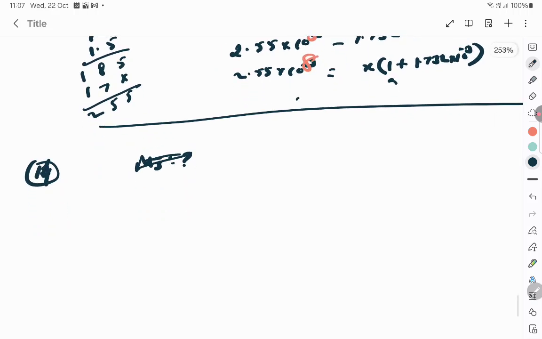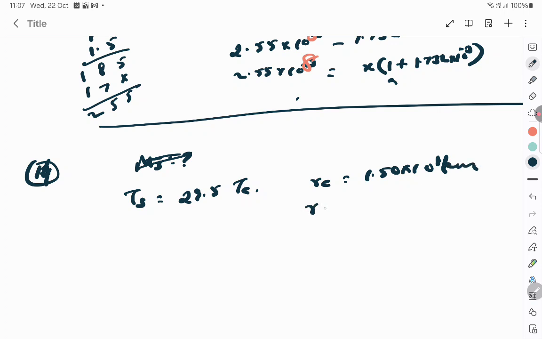The 14th question: a Saturn year is 29.5 times the Earth year, which means Saturn is going to take 29.5 times the time taken by the Earth. Then the mean orbital radius of the Earth, how far is the Saturn from the Sun? If the Earth's orbital radius RE is 1.50 into 10 to the power 8 kilometers, what will be the radius of the Saturn?